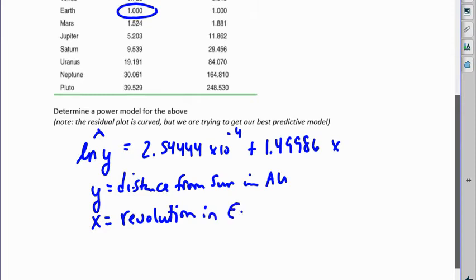In Earth years. Okay, so there's my equation.